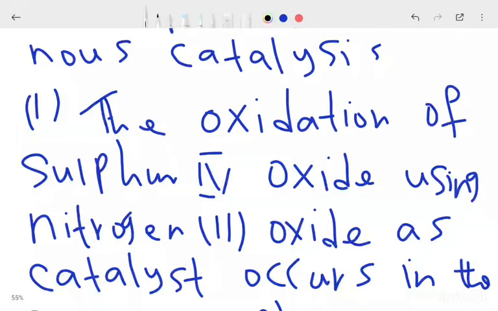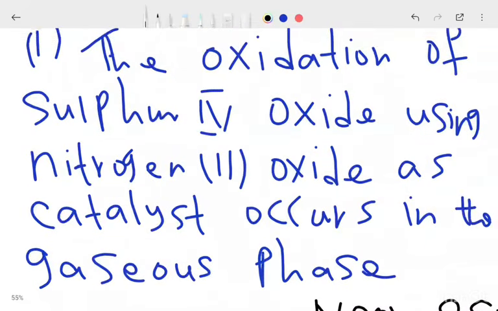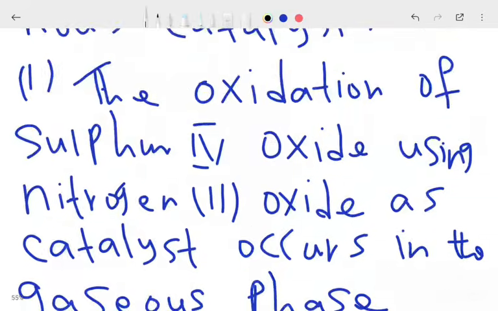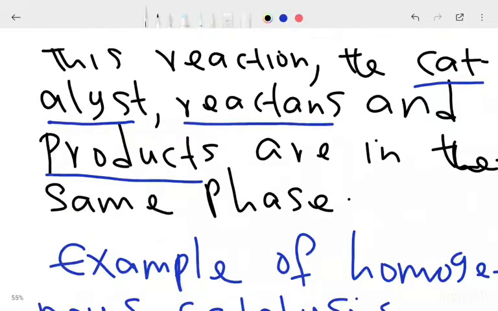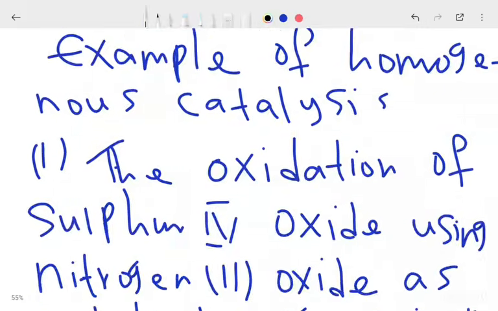Now look at it. The oxidation of sulfur 4 oxide, what is the meaning of oxidation? When a particular reaction involves what? Oxygen, isn't it? Now, the oxidation of sulfur 4 oxide using nitrogen 2 oxide as catalyst occurs in the gaseous phase. Now look at it. If you go back to the first write-up I gave you, I said, what is the meaning of homogeneous? I said, in this reaction, the catalyst, the reactants, and the product are in the same phase. I said something like that, right?